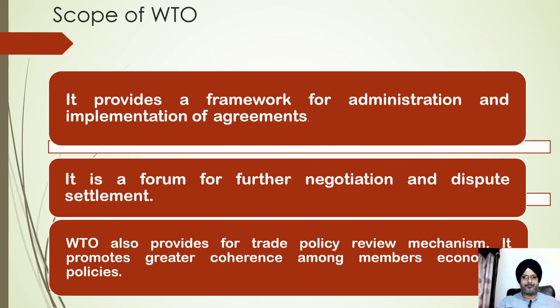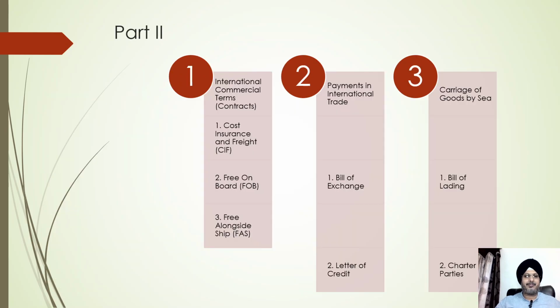So therefore, the WTO is now one of the most comprehensive international organizations, dealing with the various aspects of international trade. It provides a framework for the administration and implementation of the agreements. It is a forum for future negotiation and dispute settlement. The WTO also provides for the trade policy review mechanism. It promotes greater coherence among the members' economies and policies. So the WTO is very important from that aspect.